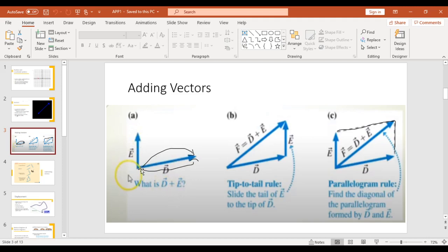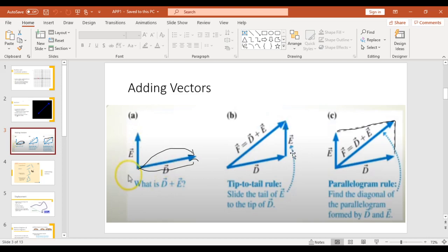Pretty much all you have to do is, from the black arrows, you slide the tail of the arrow all the way to the tip of arrow D. Let me say that again. You take the tail of vector E, then you slide it all the way up to the tip of vector D. And what you formed is kind of this hypotenuse-like vector that stems from the tail of D and reaches to the tip of E, right?